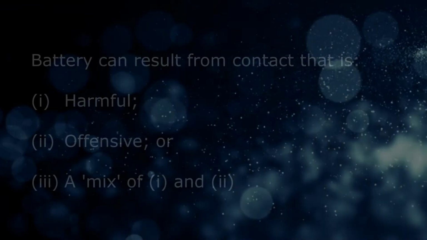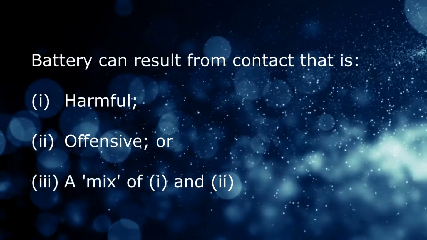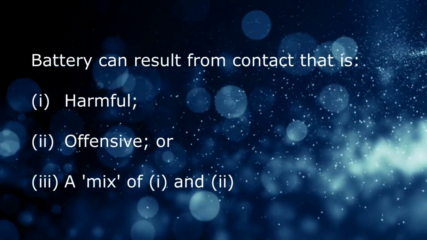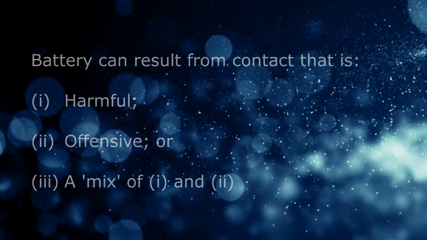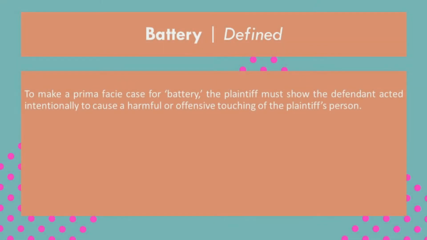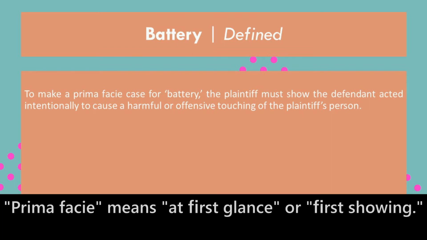So we can take from these separate definitions the idea that a battery can occur from contacts that are either harmful, offensive, and sometimes a mix of the two. Okay, let's mold these somewhat clinical definitions into something more concise and useful. We can say that, to make a prima facie case for battery, the plaintiff must show the defendant acted intentionally to cause a harmful or offensive touching of the plaintiff's person.